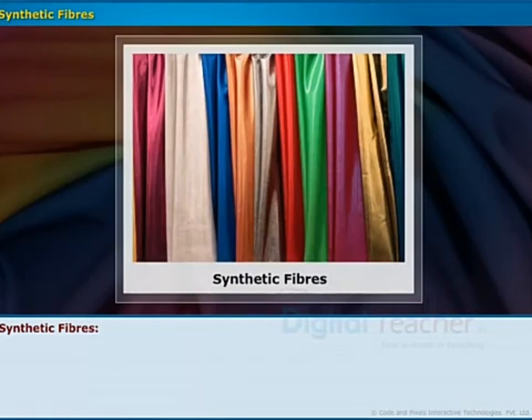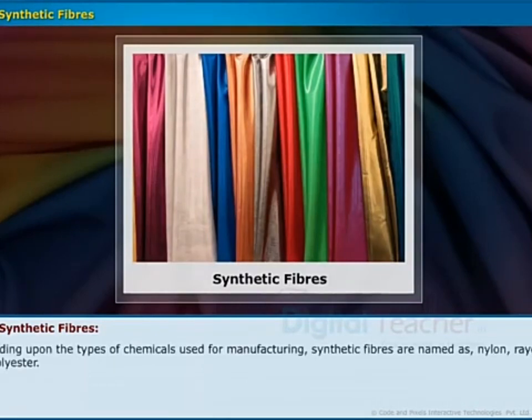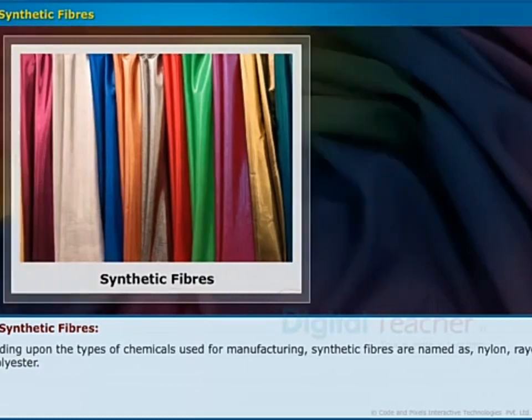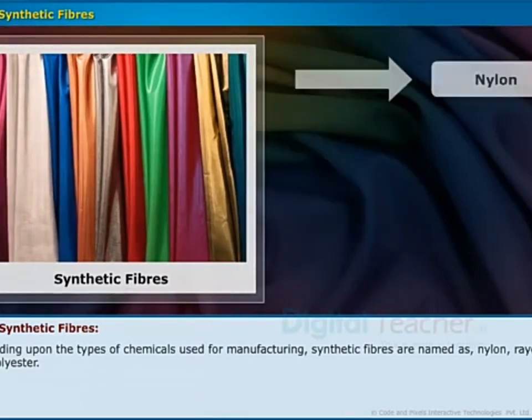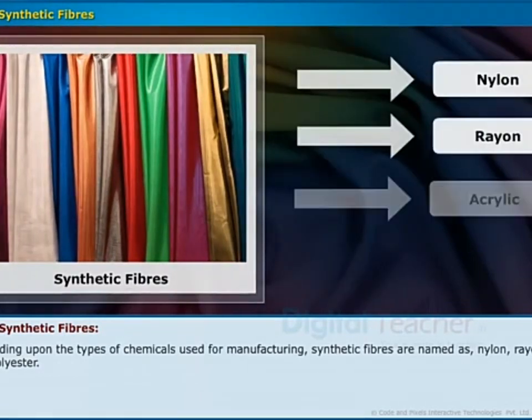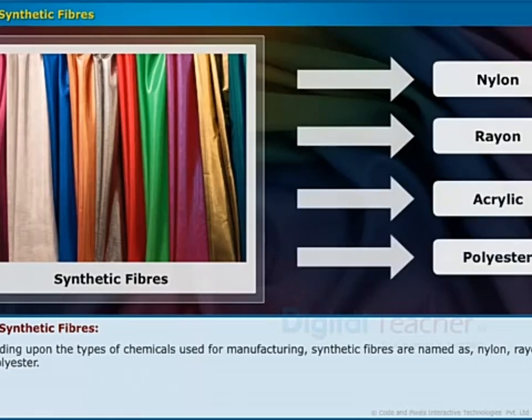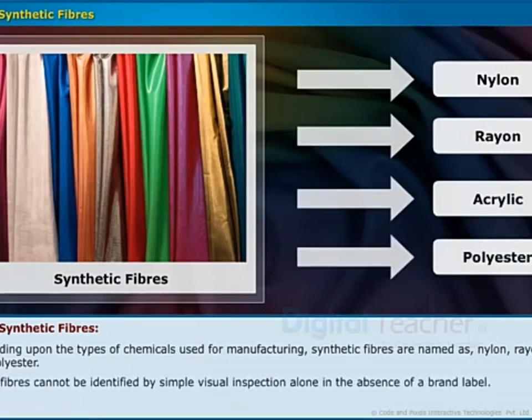Types of synthetic fibers. Depending upon the types of chemicals used for manufacturing, synthetic fibers are named as nylon, rayon, acrylic, and polyester. These fibers cannot be identified by simple visual inspection alone in the absence of a brand label. But we can identify these fibers with a fiber burning test.